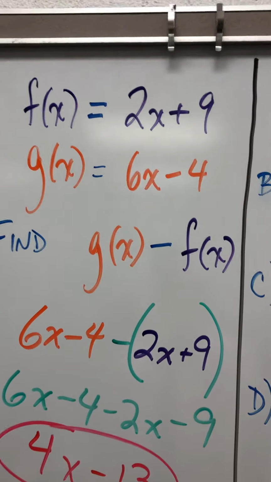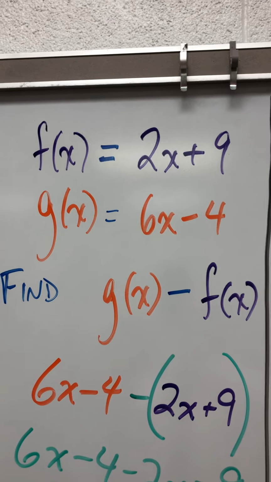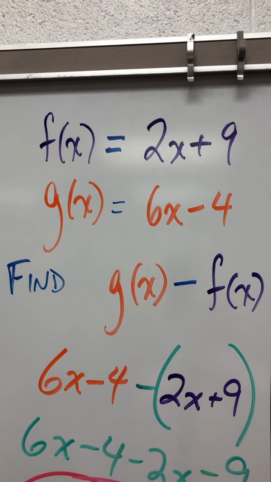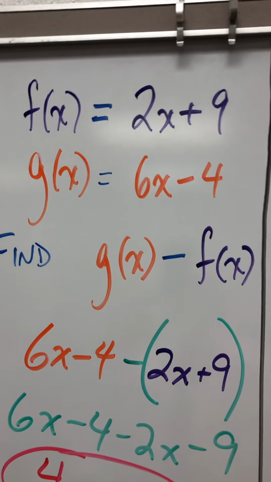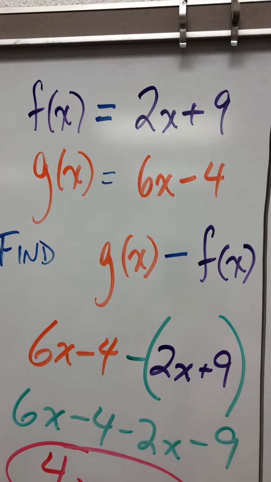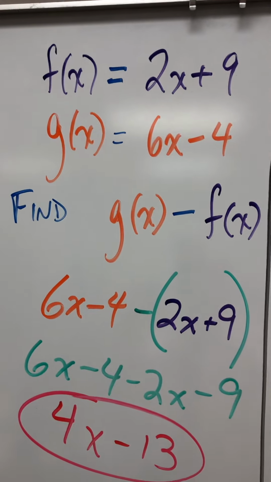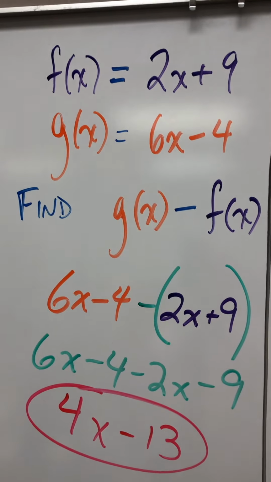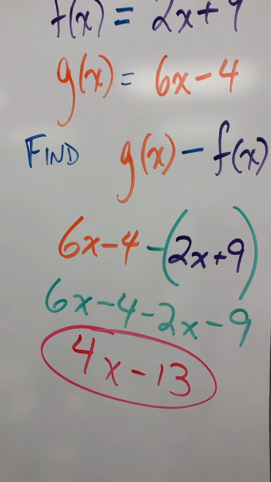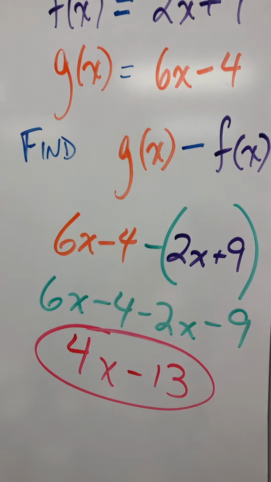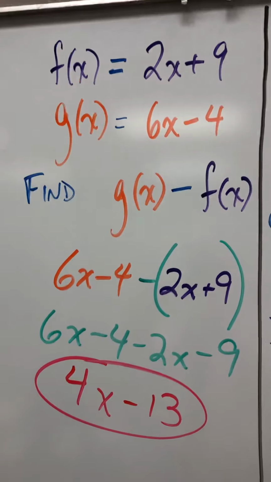First one is, if I say f of x is 2x plus 9, and g of x is 6x minus 4, and I say what's g of x minus f of x, does it make sense that I'm going to just take g of x, which is 6x minus 4, and minus the quantity of f of x, which is 2x plus 9? I get 6x minus 4 minus 2x minus 9. Combining, I get 4x minus 13.